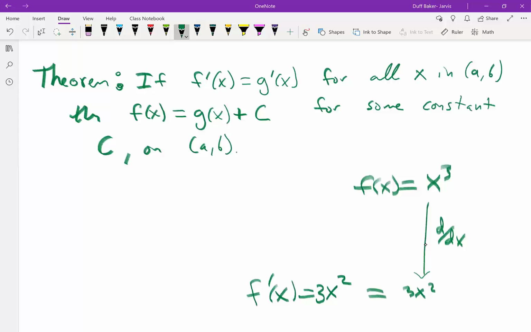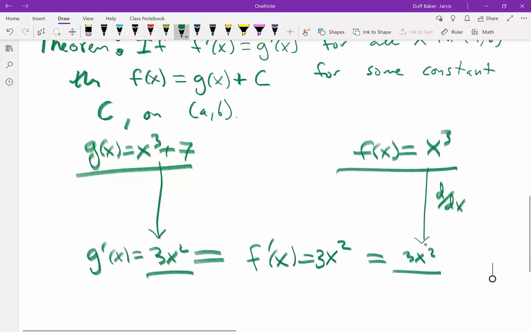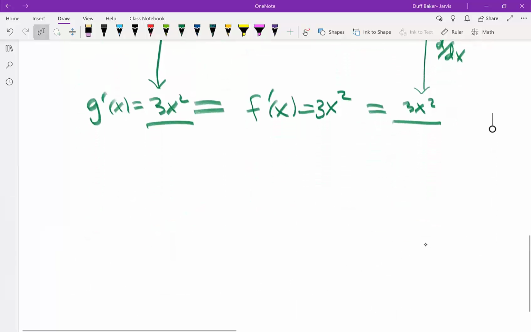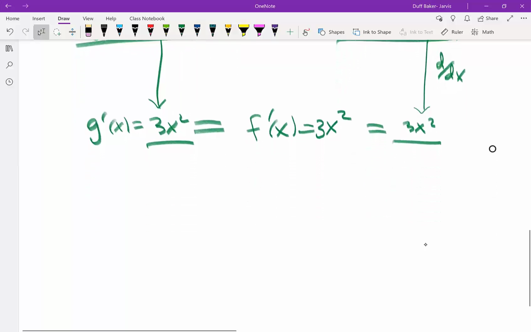But there are other functions that work as well, right? If I took g of x to be x cubed plus, say, 7, and I took the derivative of that, this is also 3x squared. So this is really what the theorem is saying: I have two functions, f and g, whose derivatives are equal, but they don't have to be the same, but they do differ by just a constant. And that's really the only way that can happen. If two derivatives are equal, then the functions have to be equal up to a constant.